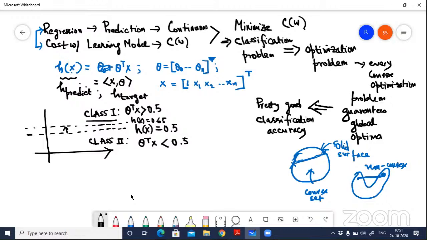So this is a safer and more robust approach, right? You do not run the risk of making a very bad prediction, in the sense that your predicted value is far, far away from the target. All right, so this is the connection between the regression problem and the classification problem.